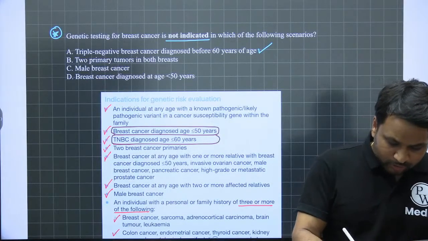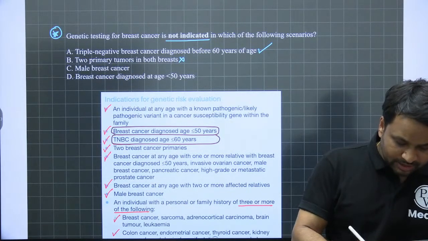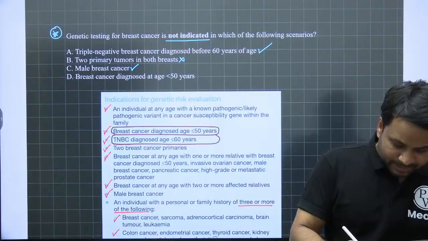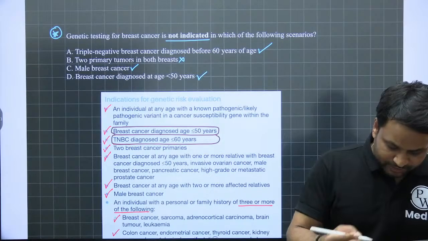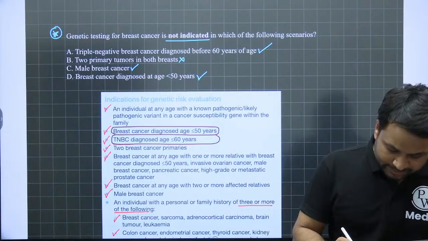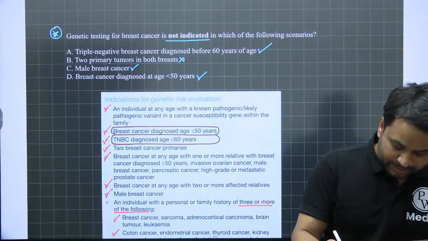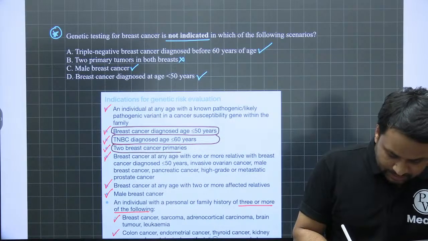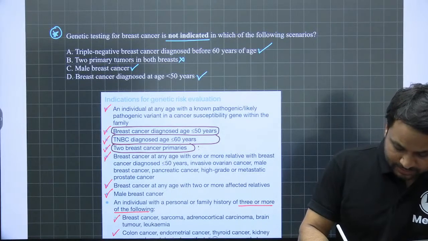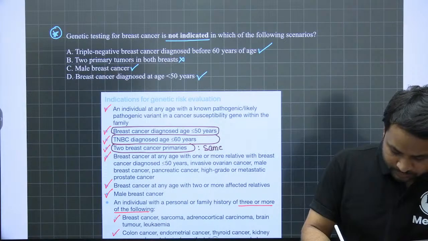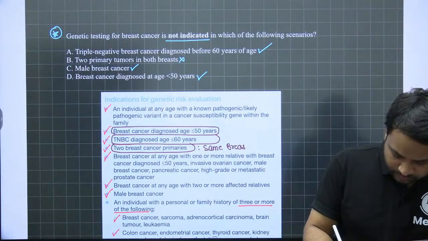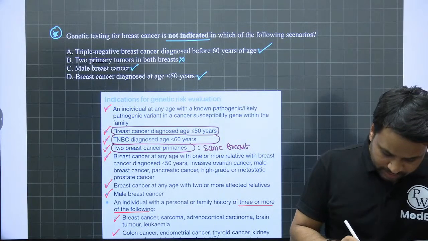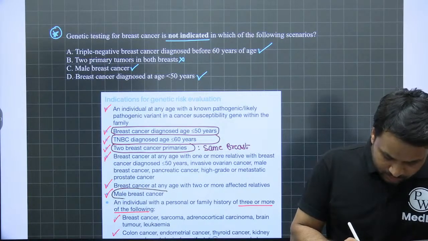Now when I say it is not both the breast, it is in one individual breast. Male breast cancer, yes. Breast cancer diagnosed before the age of 50 years is correct. You can see here when I say two breast cancer primaries, that is on the same breast. Two breast cancer primaries, which is on the same breast. Okay. Then you have the male breast cancer, which is also here.